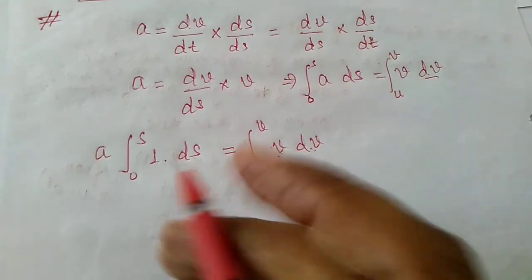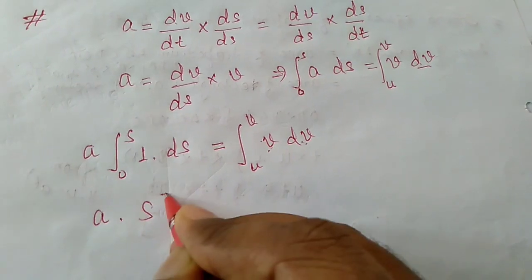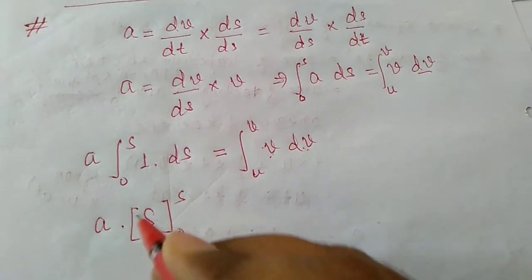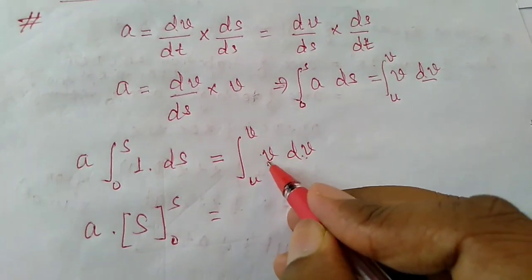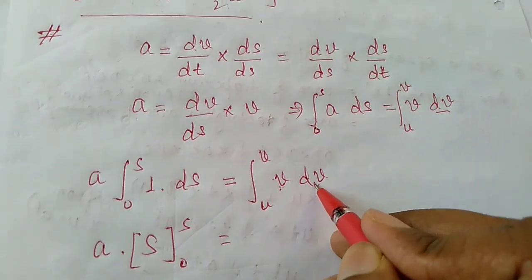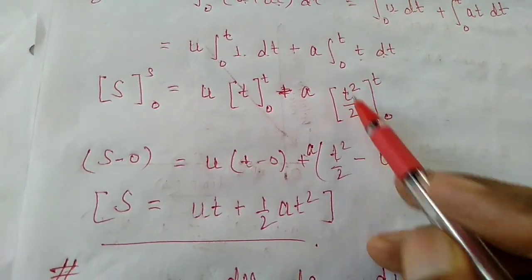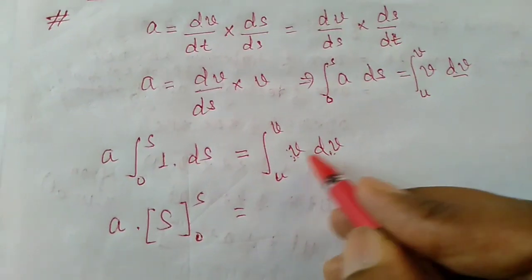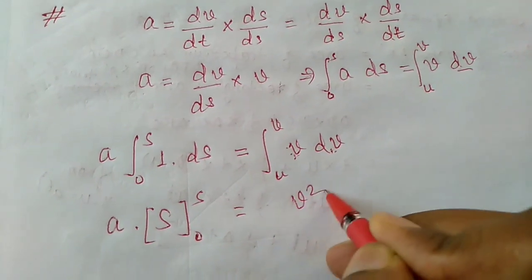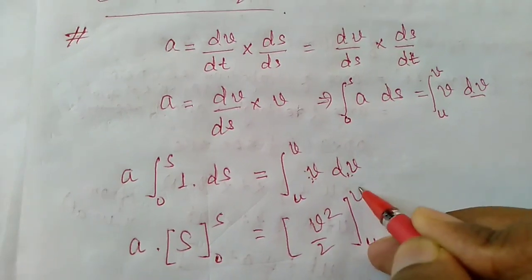So next step, 1 ds, the function itself, means a into s with limits 0 to s, is equal to, the function factor and the function itself. Like here, if you have seen, if it is t dt, then t square by 2. Same way v dv gives v square by 2, and the limits u to v.